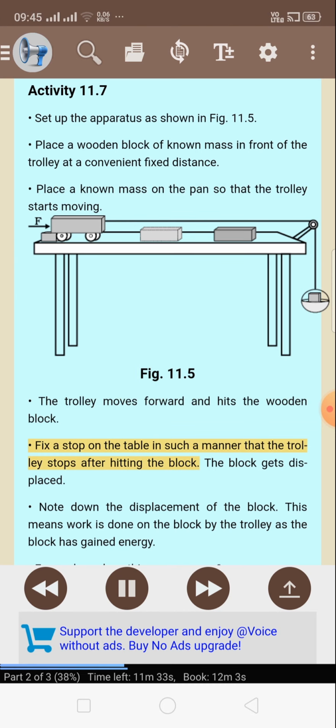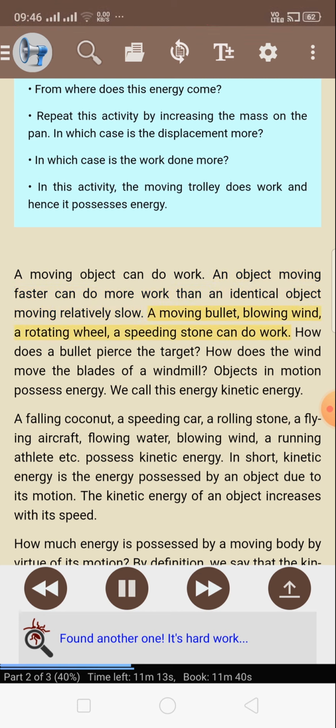In this activity, the moving trolley does work and hence it possesses energy. A moving object can do work. An object moving faster can do more work than an identical object moving relatively slow. A moving bullet, blowing wind, a rotating wheel, a speeding stone can do work. How does a bullet pierce the target? How does the wind move the blades of a windmill? Objects in motion possess energy. We call this energy kinetic energy.